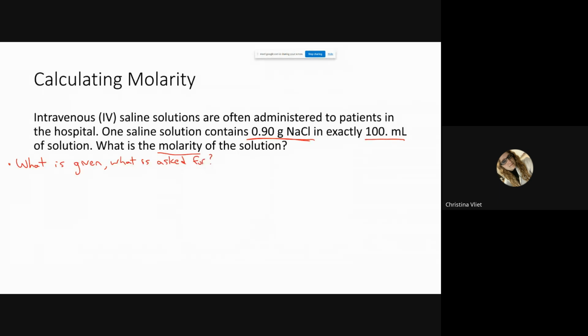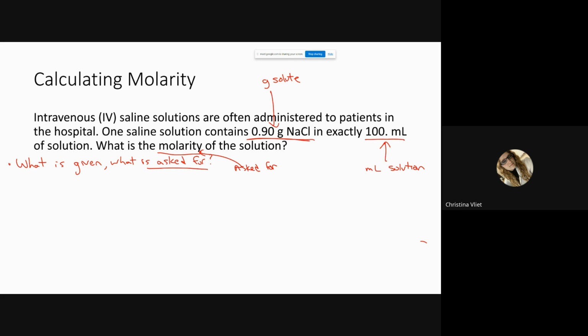What's given is grams of solute. NaCl is a solute. And milliliters of what? The solution. And what is asked for? The molarity. That's the first thing: identifying, like annotating your question. What am I being given? What am I being asked for?